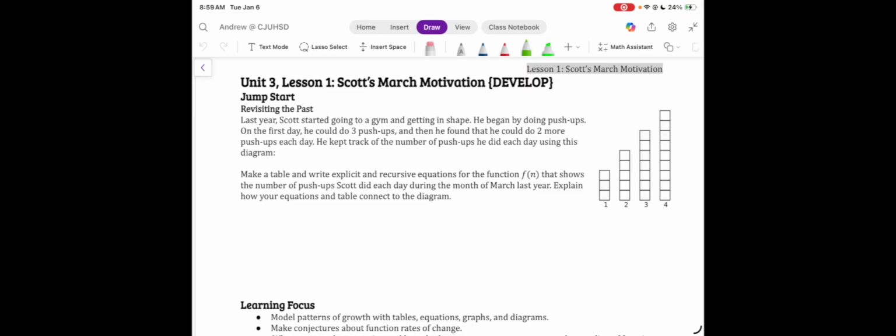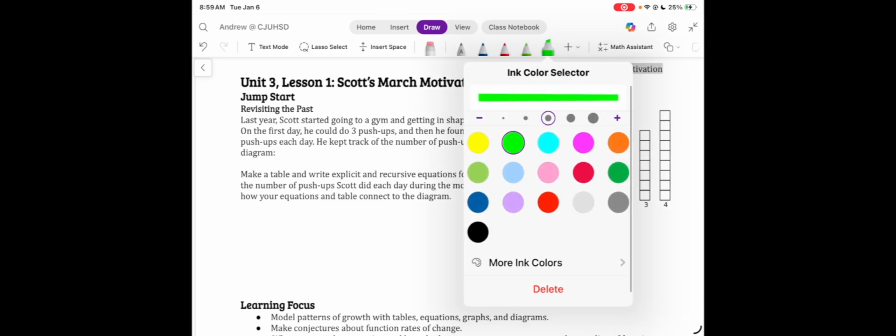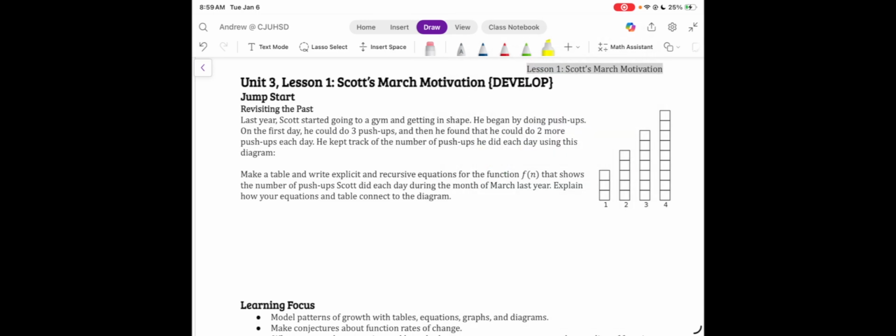So when this problem was given in Integrated 1, the students were expected to find the explicit equation and the recursive equation. So remember, recursive means building on what you had before. It's a lot like dominoes. One domino knocks down the next one. So if you start with 3, as you can see in figure number 1, then the next day he's going to add 2 more, then 2 more on top of that, and then 2 more on top of that.